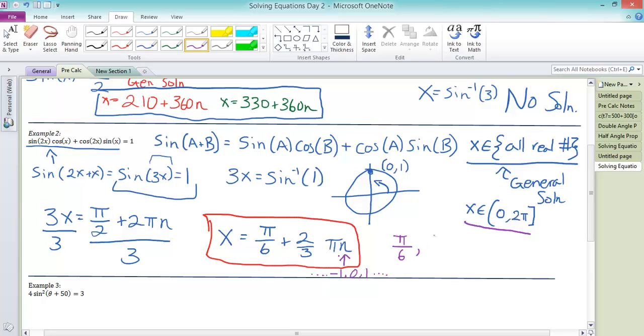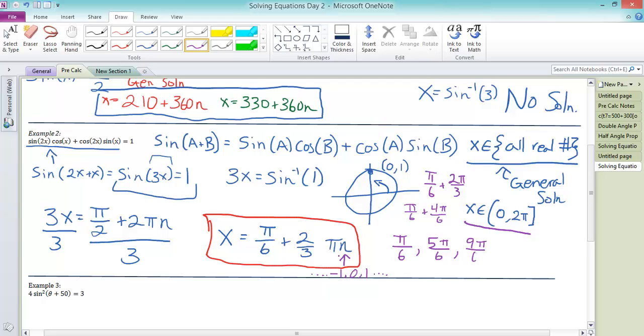If I plug in 1, well, that's going to be pi over 6 plus 2/3 pi, or 2 pi thirds. And another way of writing 2 pi thirds is 4 over 6. So plus 4 pi over 6. So I'm just adding 4 pi over 6 each time. So that would be 5 pi over 6. And then we're going to plug in 2 for n, and it'll be pi over 6 plus 2 over 3 pi times 2, or 9 pi over 6.